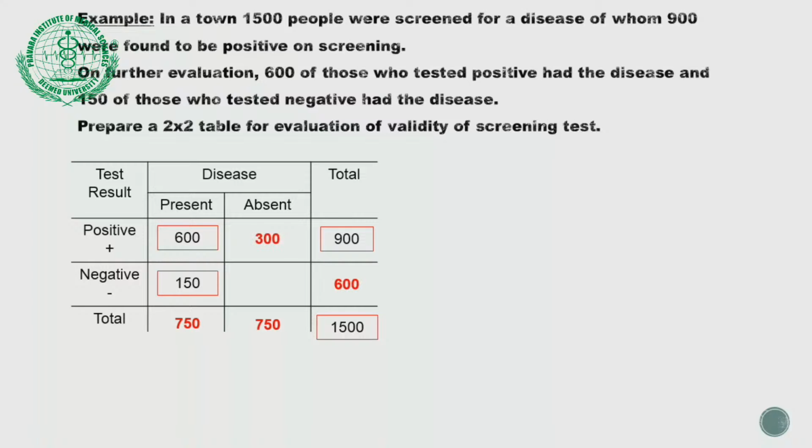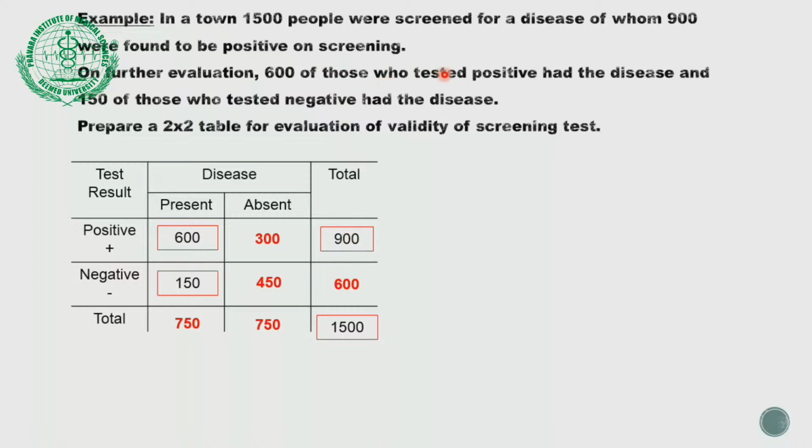The second thing we will do here is add the given values. So in given values, what all given values do we have? The total number of people who were screened will come here, which is the grand total. 1500 people were screened, of whom 900 were found to be positive. So the total number of people who were found to be positive is 900. So that will be here.